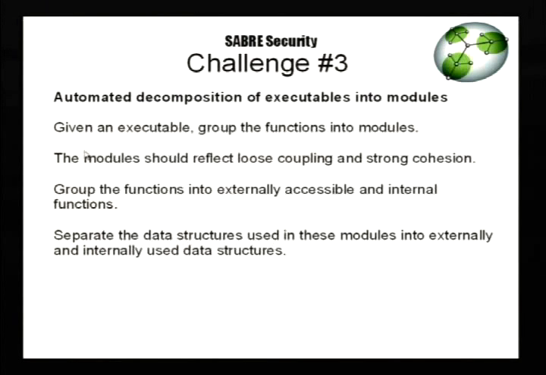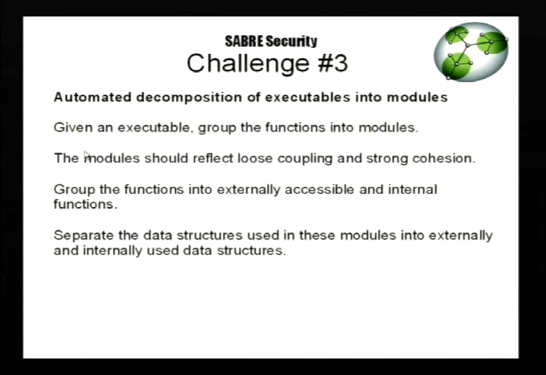Okay. I talked about this before, challenge number 3. Automatically decompose an executable into modules. The modules should exhibit loose coupling and strong cohesion, meaning they should do similar tasks, like within one module, functions should operate on related tasks, and they should have a minimum number of entry nodes which do input sanitization in a form. Then once you can decompose them into modules, try to group them into externally accessible and internal functions. That should be relatively easy. And then the difficult part, separate the data structures into the ones that are used for external communication and internal communication.